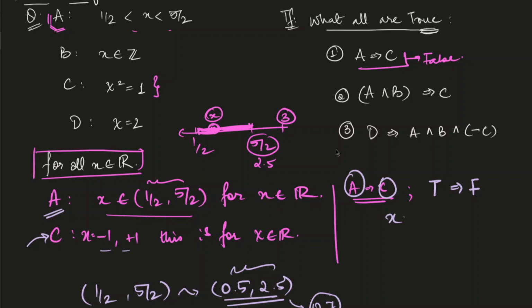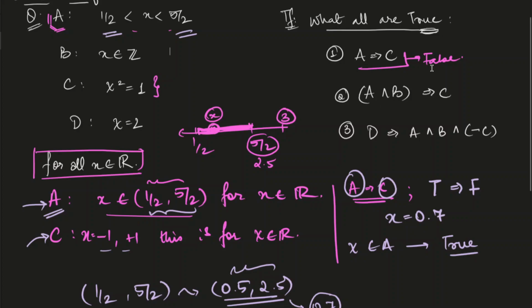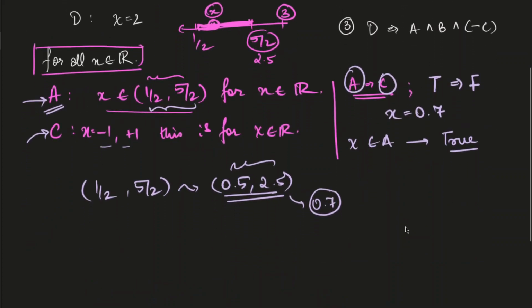So let's take x equals 0.7. X equals 0.7 makes x belongs to A true. Why? Because it satisfies the condition. We know that 0.7 is between 1/2 and 5/2, right? And just because of that, we can say that x belongs to A is true.